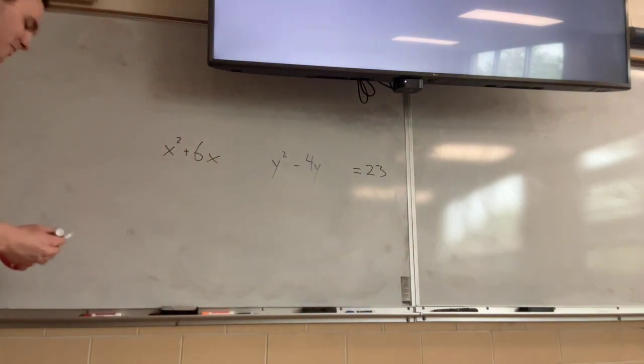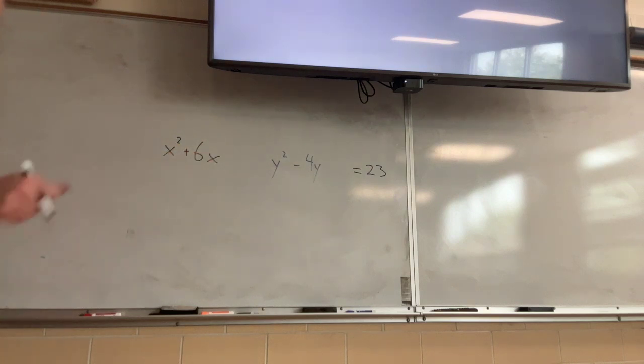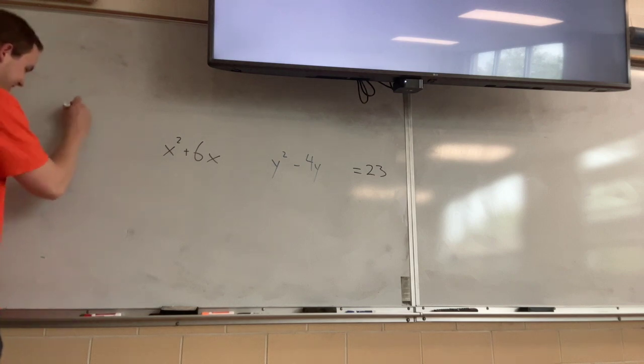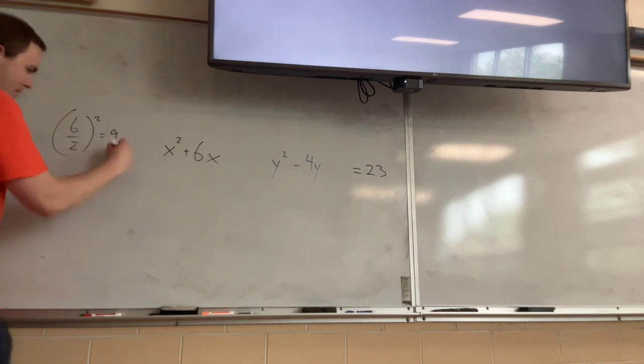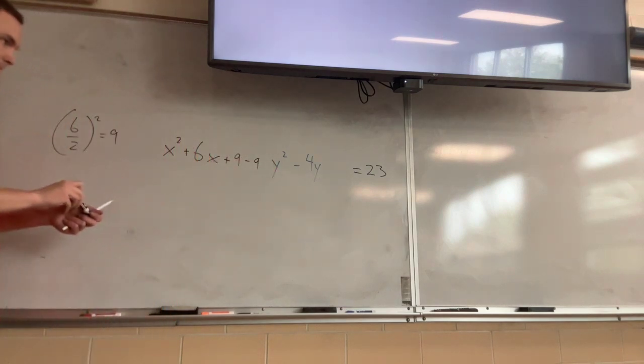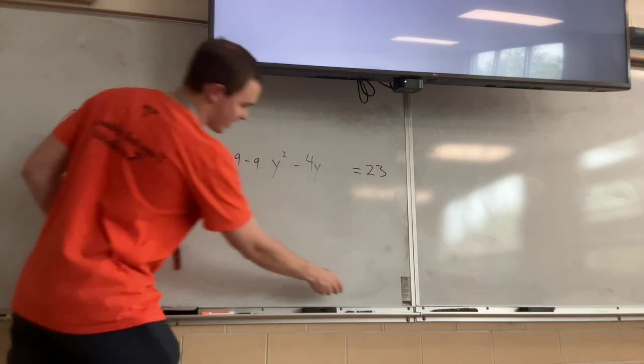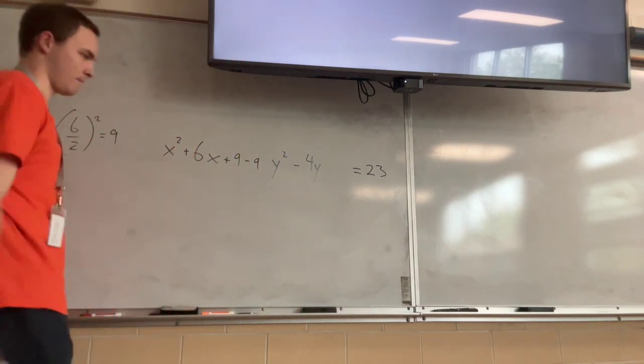So what am I going to add and subtract here? 9, yeah. 6 divided by 2 squared is 9. So I'm going to do plus 9 minus 9. What am I going to add and subtract here?